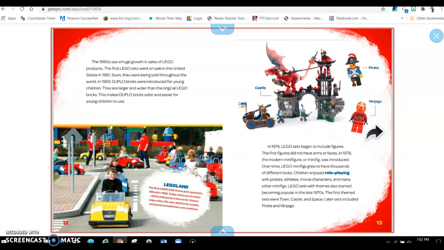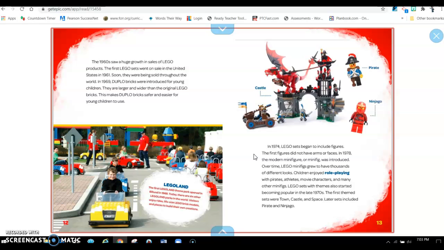The 1960s saw a huge growth in sales of Legos produced. The first Lego sets went on sale in the United States in 1961. Soon, they were being sold throughout the world. In 1969, Duplo blocks were introduced for young children. They are larger and wider than the original Lego bricks.